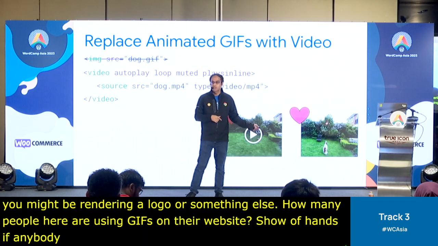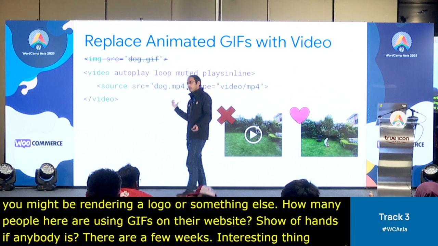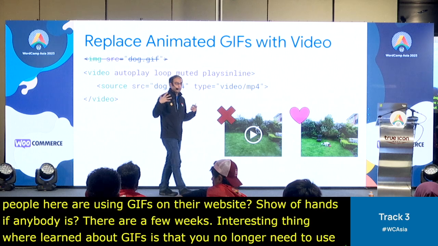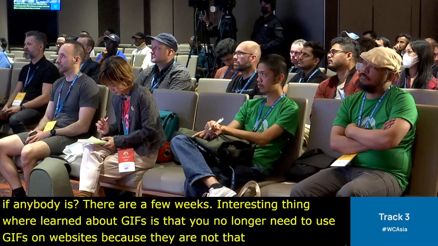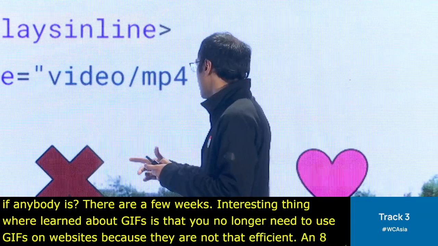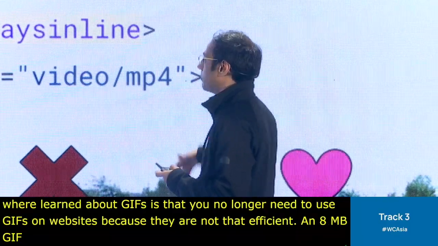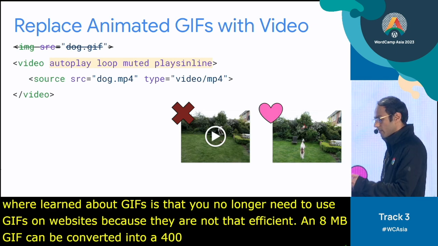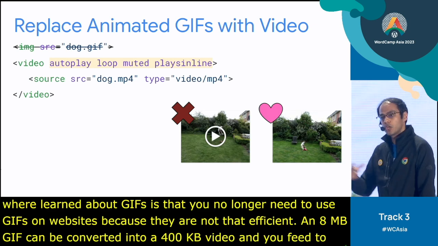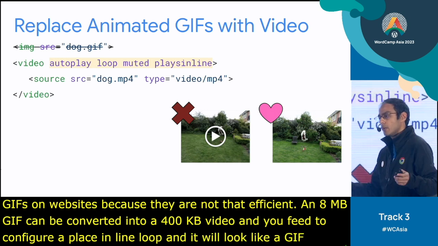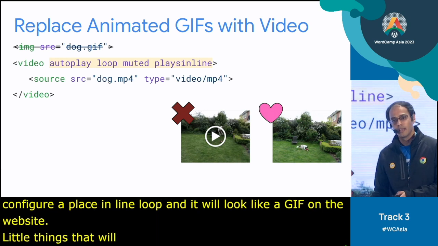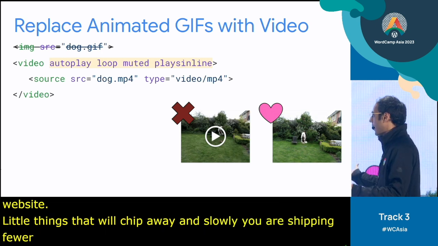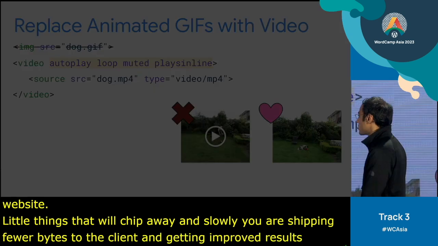Interesting thing I learned about GIFs is that we no longer need to use GIFs on websites because they're not that efficient. So an 8 MB GIF can be converted into a 400 KB MP4 video, and then you just need to configure it to play inline and loop, and it will just look like it's a GIF on the website. So straightforward. Little things that will chip away, and slowly you're shipping fewer bytes to the client, and you're getting improved results for your customers, and potentially even saving money on the server side.